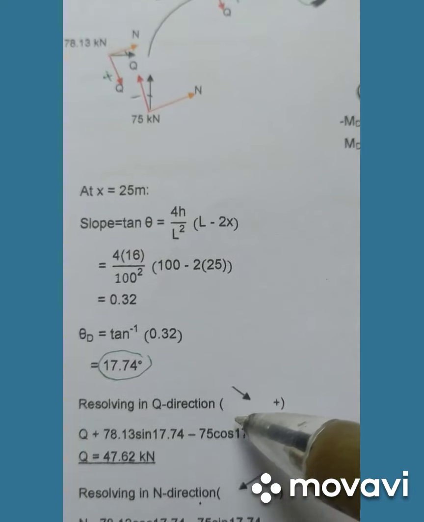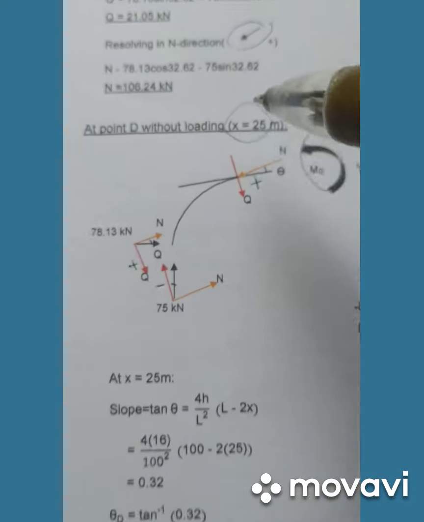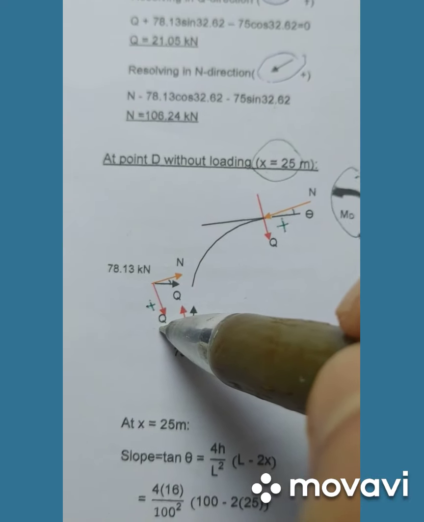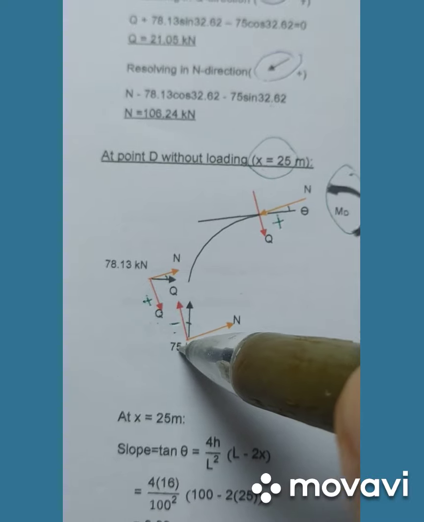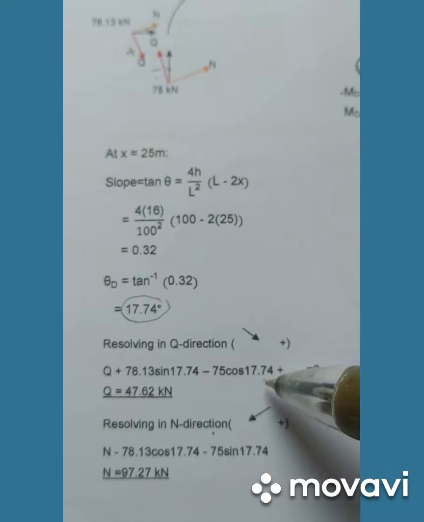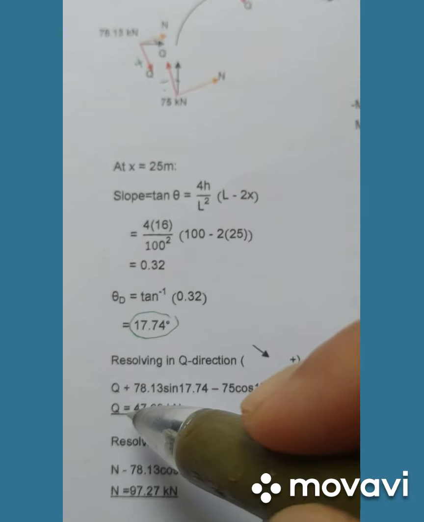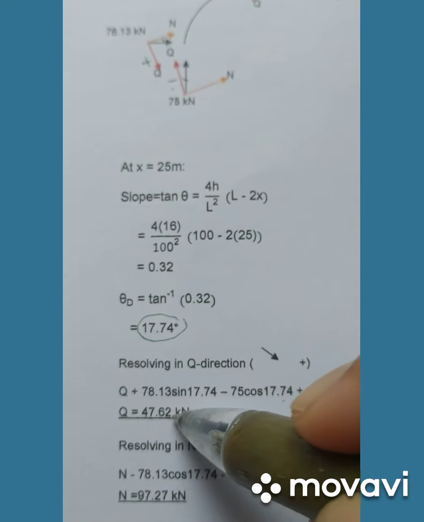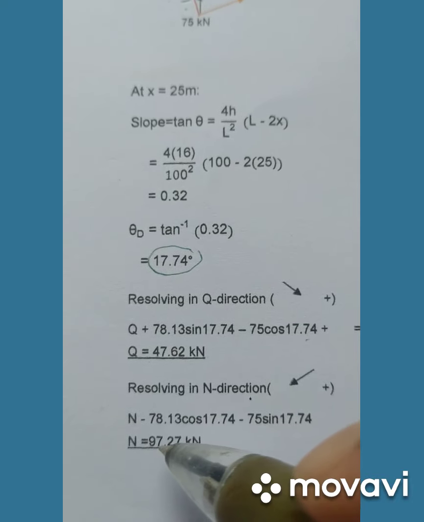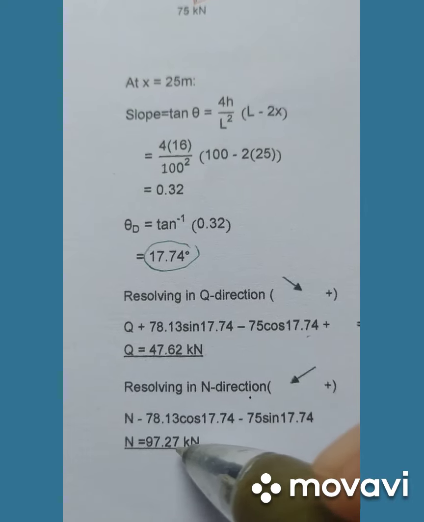I use resolve, downward is positive. So Q plus 78.13 sin theta minus 75 cos theta. So we get this Q is equal to 47.62 kilonewton. And then my N is equal to 97.27 kilonewton.